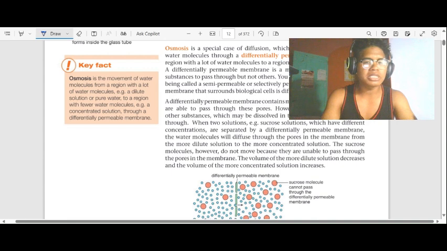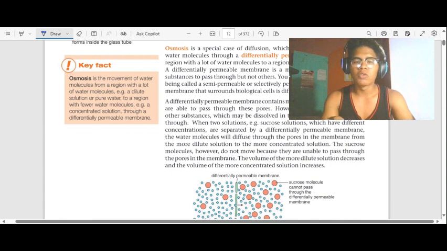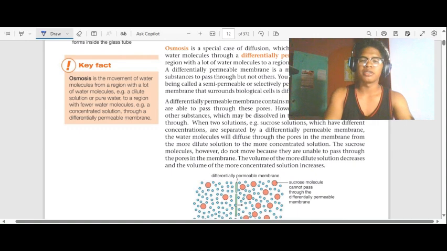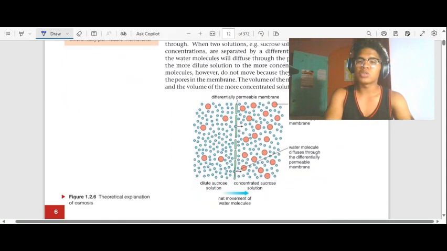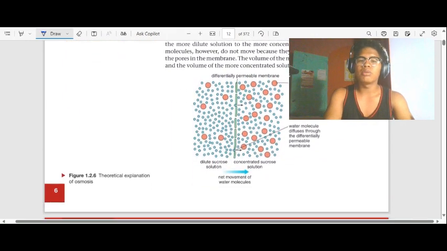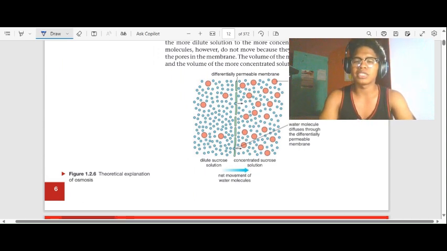When two solutions, for example sucrose solutions, which have different concentrations, are separated by a differentially permeable membrane, the water molecules will diffuse through the pores in the membrane from the more dilute solution to the more concentrated solution. The sucrose molecules, however, do not move because they are unable to pass through the pores in the membrane. The volume of the more dilute solution decreases and the volume of the more concentrated solution increases.